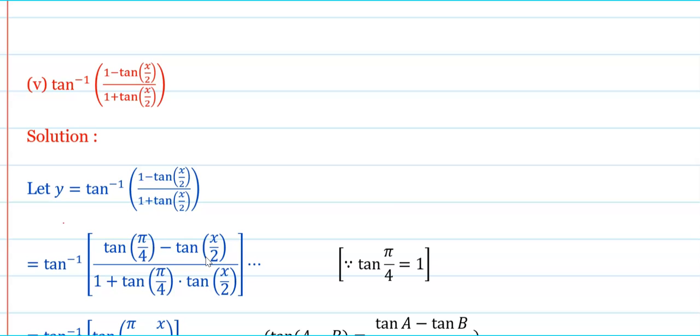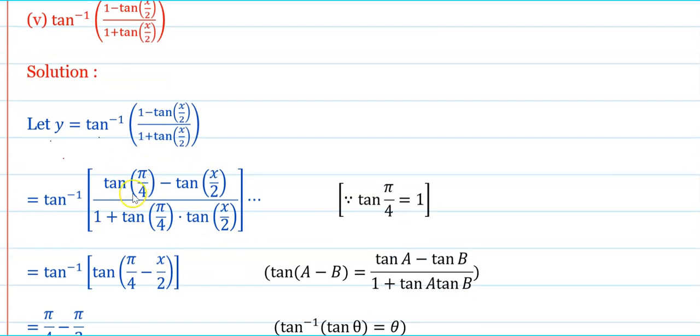Okay. Now the next problem. y is equal to tan inverse of 1 minus tan of x by 2 upon 1 plus tan of x by 2. Now see this here. This is important. Now this 1 can be written as tan of pi by 4. That is tan of pi by 4 minus tan of x by 2. Again this 1 here is as it is. This 1 plus tan of x by 2 means what? 1 into tan of x by 2. Again the value of this is 1. 1 into tan of x by 2 is as it is tan of x by 2.